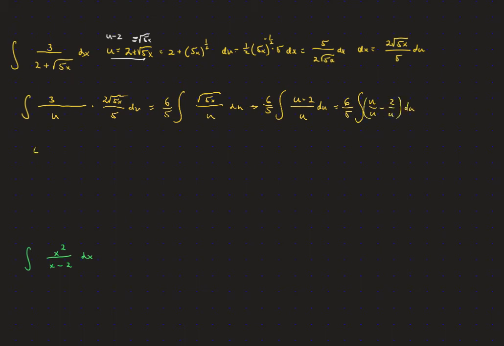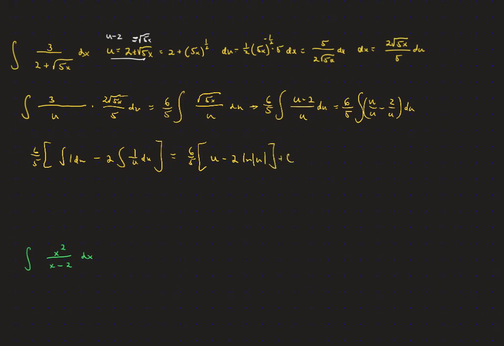So that's going to become 6/5 times, and I'm going to make those separate integrals. So we have the integral of 1 du minus 2 times the integral of 1 over u du. You see what I'm doing there? So the 6/5 is going to hit everything. The integral of 1 with respect to u is u. That's going to be a minus 2, and that'll become a natural log of u.